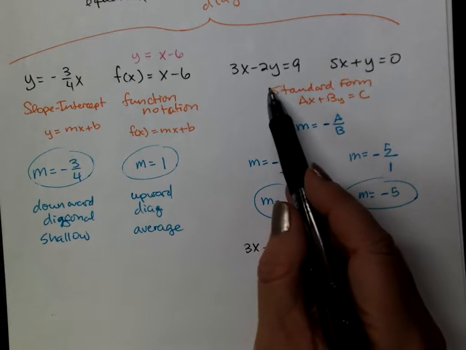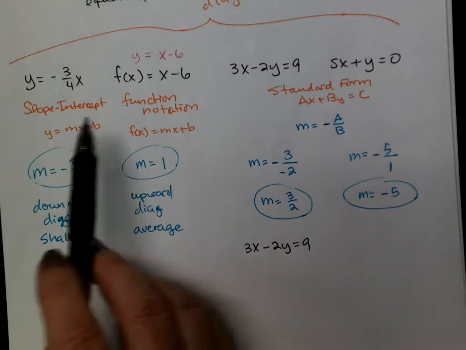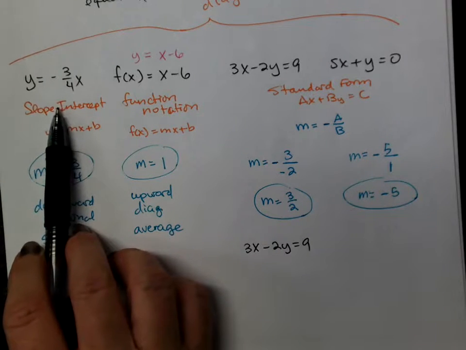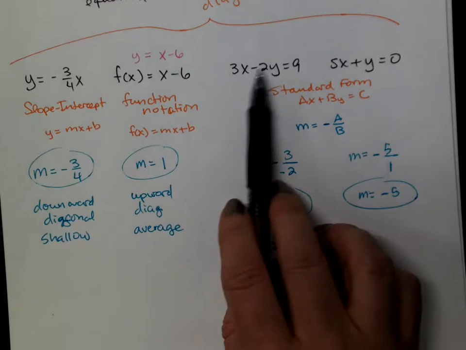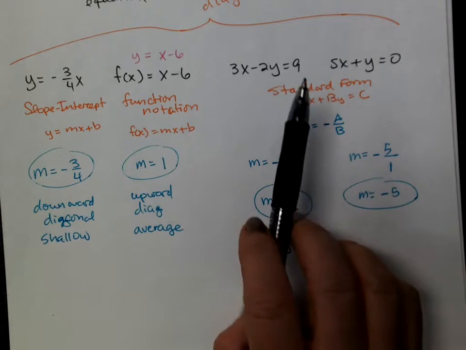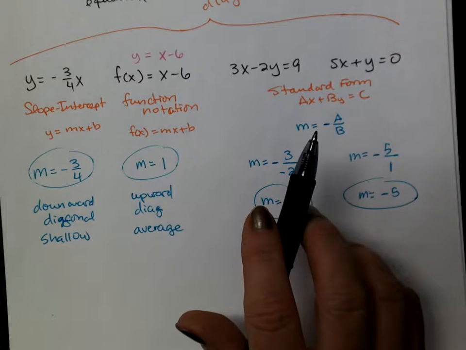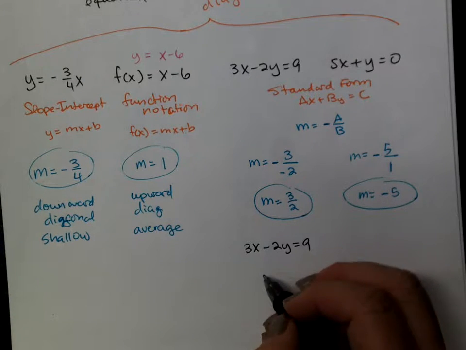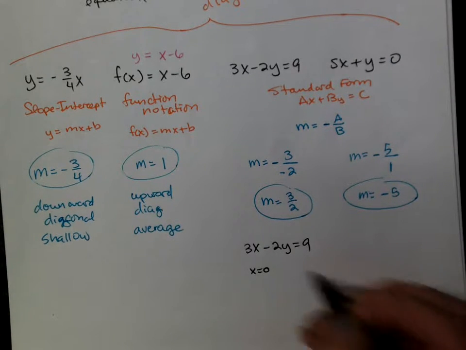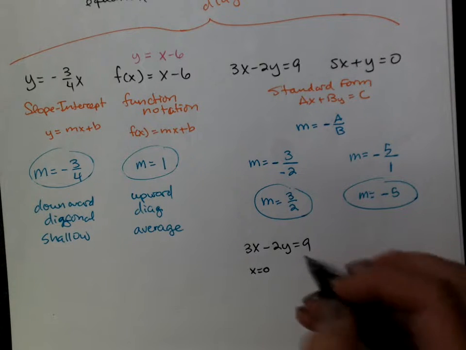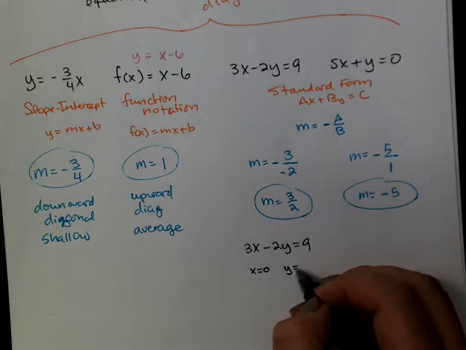So remember, to graph a line, you need either a point and a slope, like here, y-intercept and slope, boom, it's given to you, or you need 2 points. Standard form, the easiest way, I need to get 2 points. Let's get my 2 intercepts. The definition of a y-intercept is when x equals 0, and the definition of an x-intercept is when y equals 0.